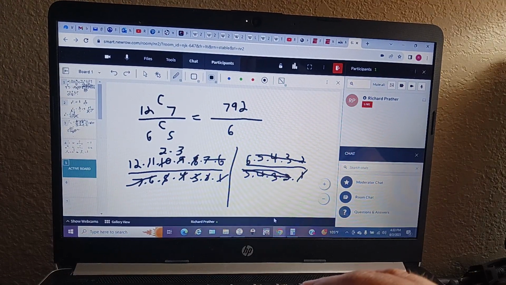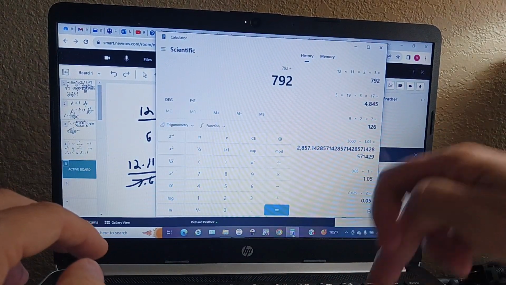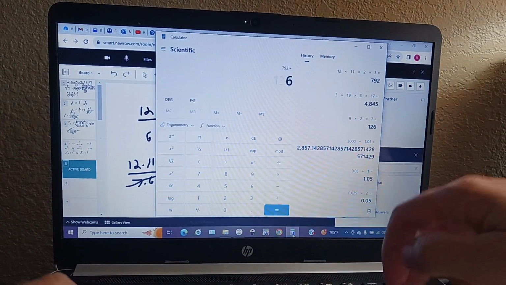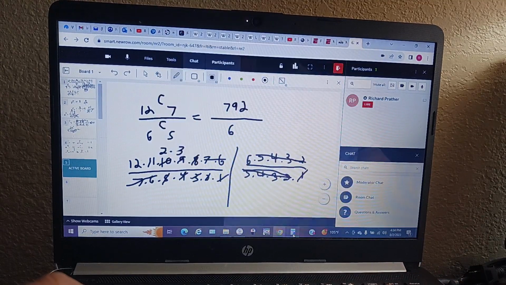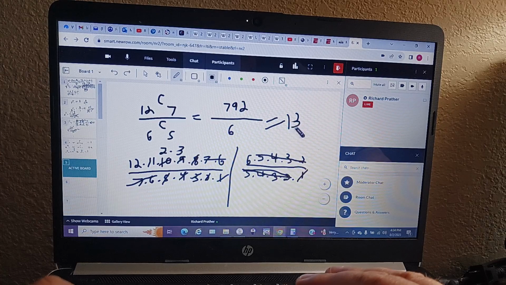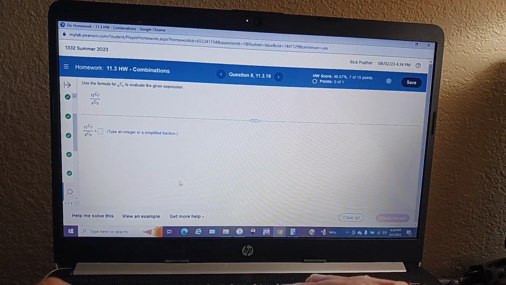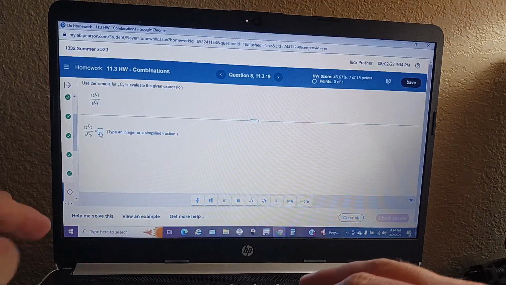So then the final answer is whatever 792 divided by 6 is. 132. So you're basically doing problems like the last handful twice and then dividing the answers.